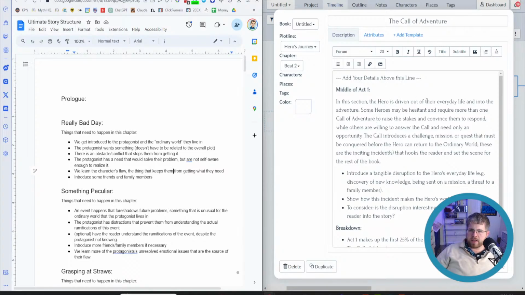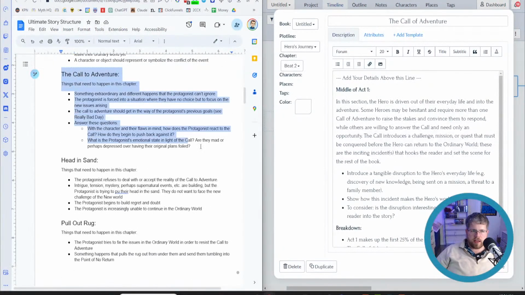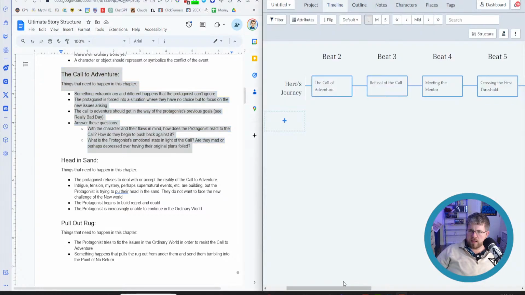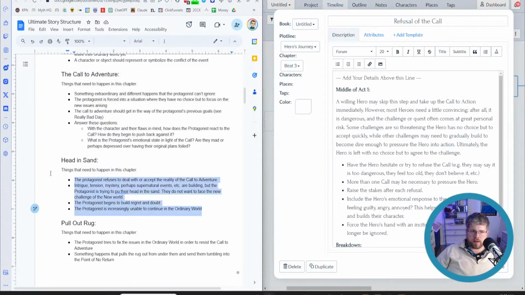In this section, the hero is driven out of their everyday life. This is the call to adventure, which I've got right here. Driven out of their everyday life and into the adventure, some heroes may be hesitant, or require more than one call to adventure to raise the stakes and convince them to respond. Challenge, mission, or quest. Yeah, I've got all of this. Refusal of the call. Also got that. That's what I would call head in the sand right here.